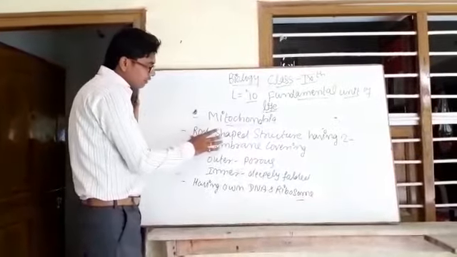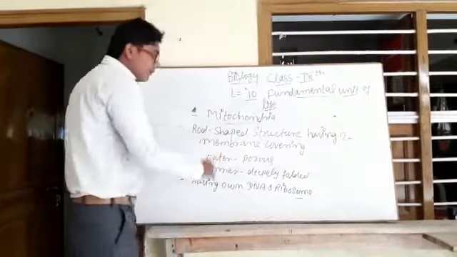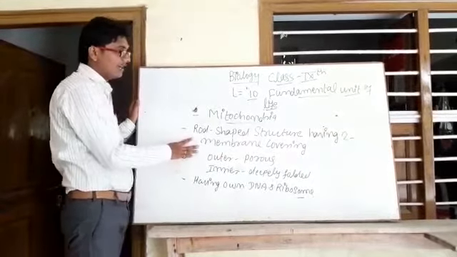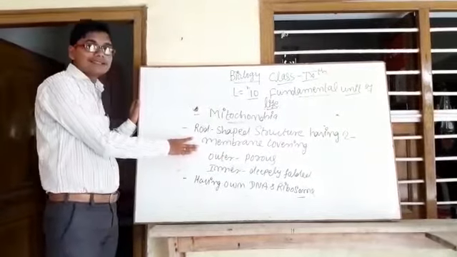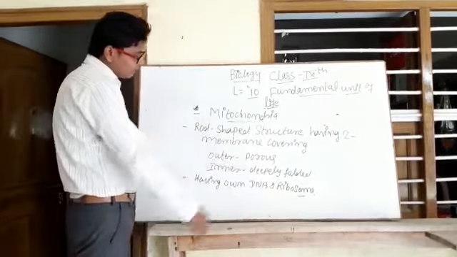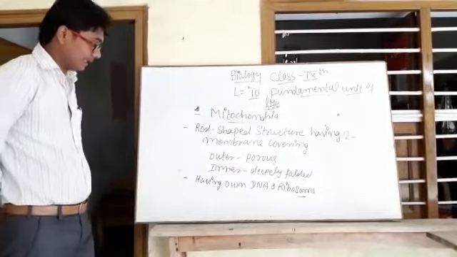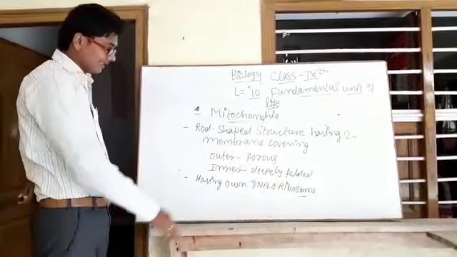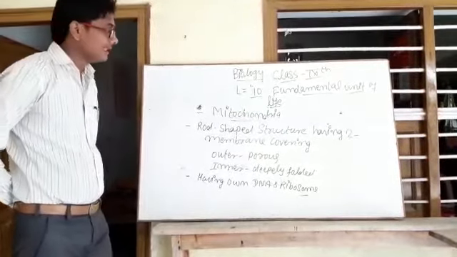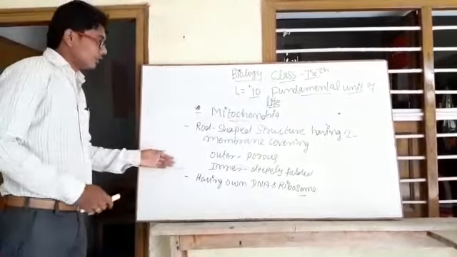Mitochondria have a rod-shaped structure having two membrane covering. That means mitochondria are double membrane covering organelles. The outer membrane is porous and the inner membrane is deeply folded. Third thing, they have their own DNA and ribosome. You write now.